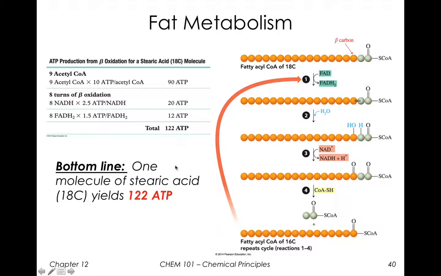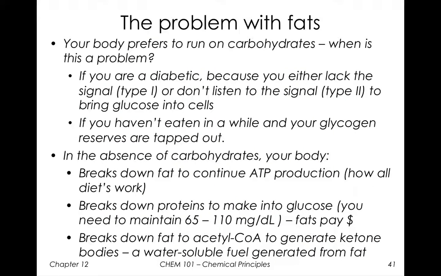These are not numbers that you need to remember, because fatty acids, unlike carbohydrates, are variable in the number of carbon atoms they have, but what we can see is we get a number that's much larger than we see for glycolysis. So a couple of things to think about. Problems with fats, right? Your body prefers to run on carbohydrates. That's a problem though if you're a diabetic, because you either lack that insulin signal if you're a type 1 diabetic, or you don't listen to the signal if you're a type 2 diabetic that allows you to bring glucose into the cells.